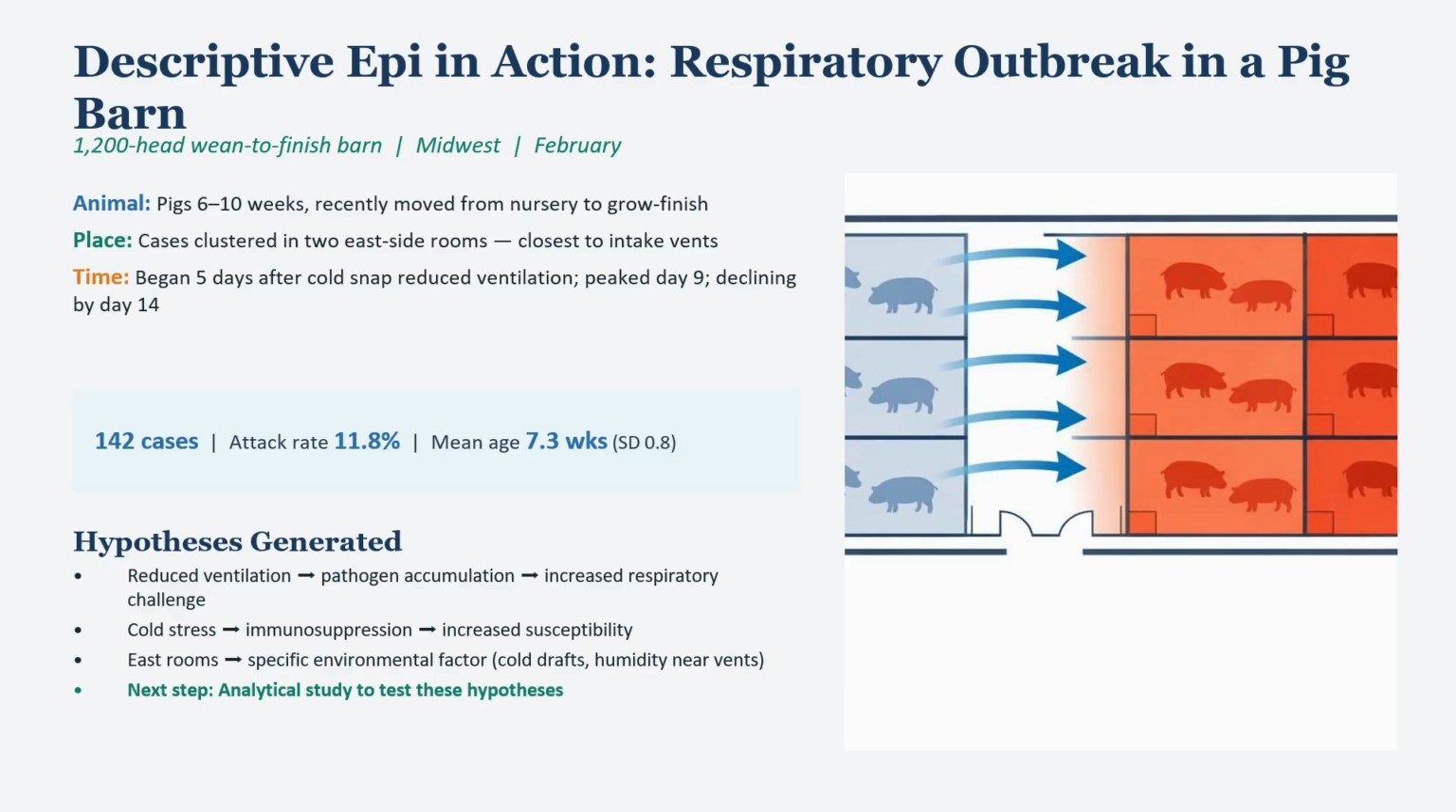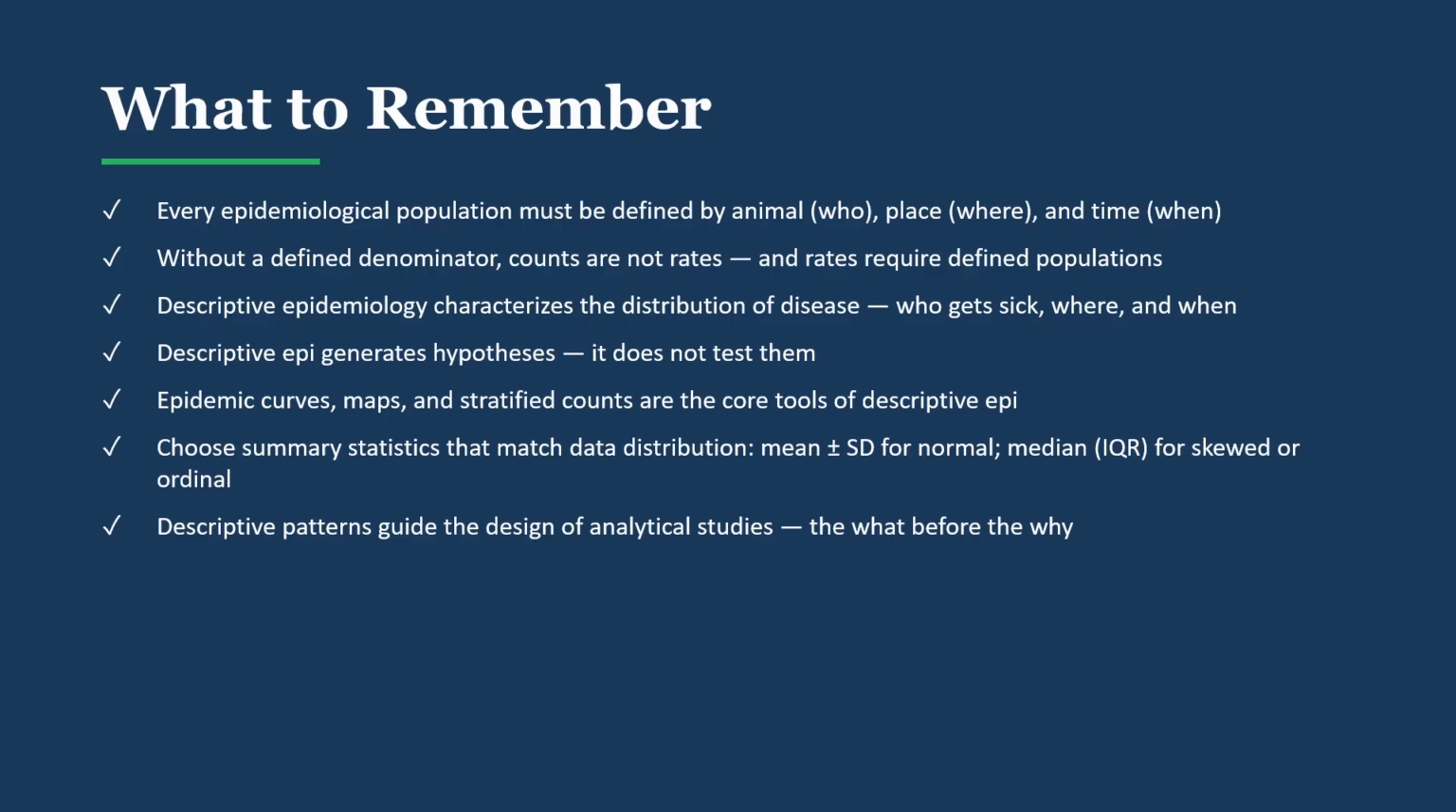Description first, hypothesis second, analysis third. Every population must be defined by animal, place, and time. Without all three, your rates don't have a valid denominator. Descriptive epidemiology answers who, where, and when, using epidemic curves, maps, and stratified counts. It generates hypotheses, but doesn't test them.